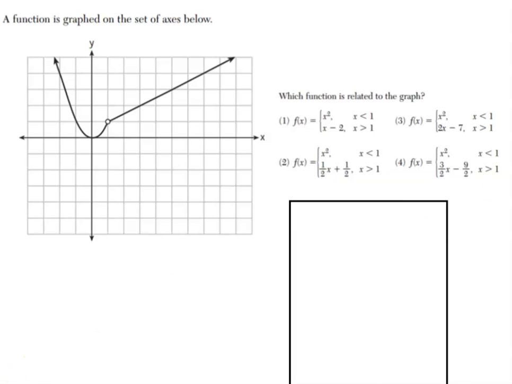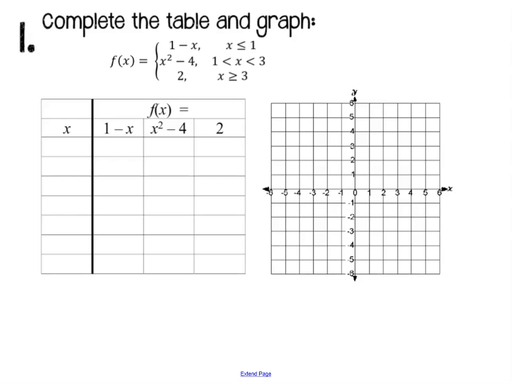All right, so now that we've made sense of some of these piecewise functions, why don't we try graphing one? All right, let's take a look. Here's a piecewise function called f of x. The first rule is that I will take 1 minus the input as long as the input is less than or equal to 1. The second rule is I'll square the input and subtract 4 as long as the input is between 1 and 3. And the third rule is that no matter what you put in, it's going to come out as a 2. And that's for any number that is greater than or equal to 3.